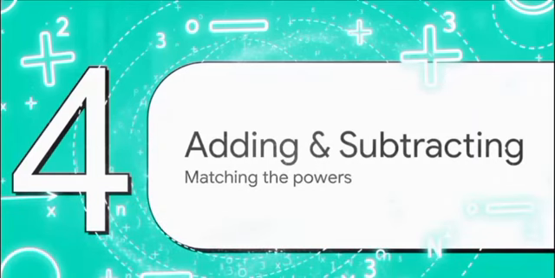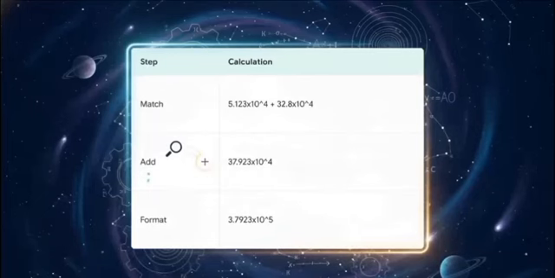All right, now that your foundation is perfectly set, I'm going to challenge the class to actually use these tools. Let's move to Section 4, adding and subtracting, which really comes down to the rule of matching powers. Let's walk through this addition problem together. Look at the equation here. We're trying to add 5.123 times 10 to the fourth to 3.28 times 10 to the fifth.